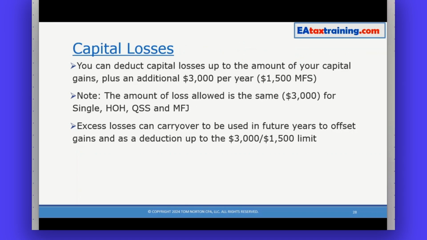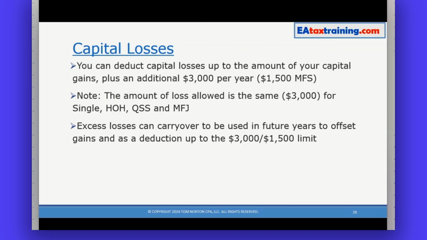What about capital losses? You can deduct capital losses up to the amount of your capital gains plus an additional $3,000 per year, and $1,500 if you are married filing separately. Note, the amount is the same, $3,000, regardless of your tax filing status, as long as you're not married filing separately. So whether you're single, head of household, qualifying surviving spouse, or married filing jointly, it is $3,000 that you get. And married filing separately, you only get $1,500.